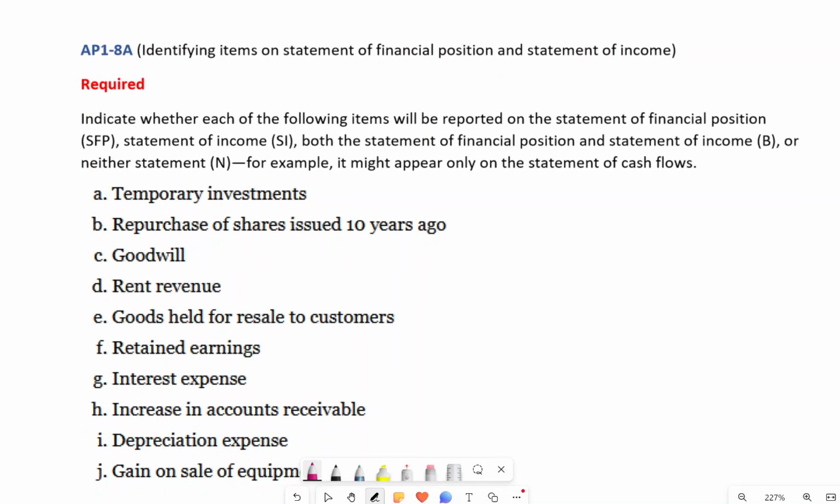Going to the next question, it's similar but not the same. Now we need to indicate whether each of the following items will be reported on the statement of financial position, also known as a balance sheet, the statement of income, SI, or both, which will be B, or nowhere, that will be your N. So when we think of a statement of financial position, any account that is an asset account, liability account, share capital account, or retained earnings, RE, they all go on the statement of financial position.